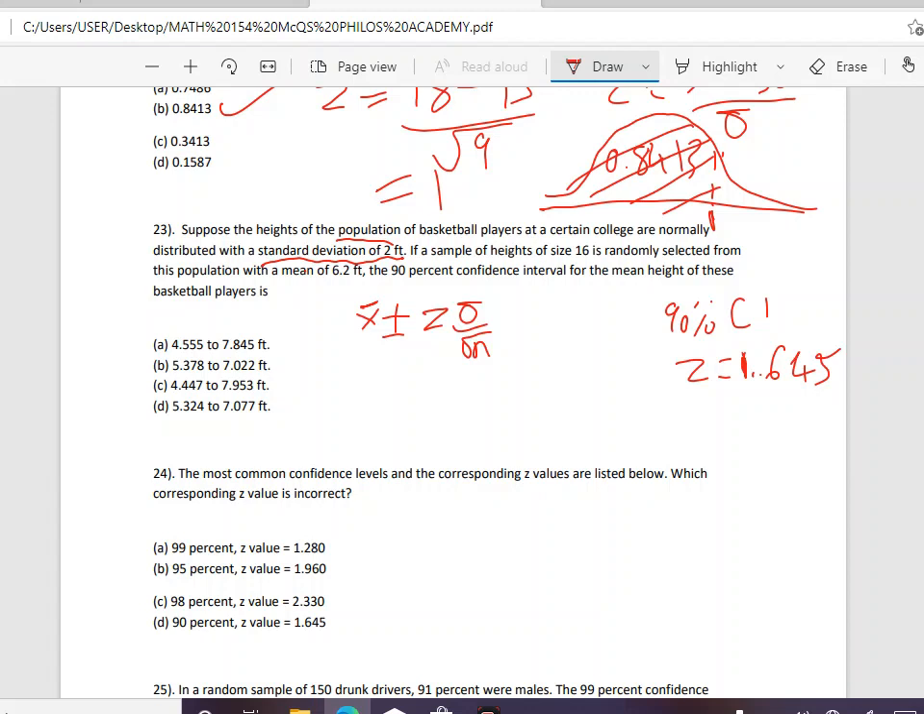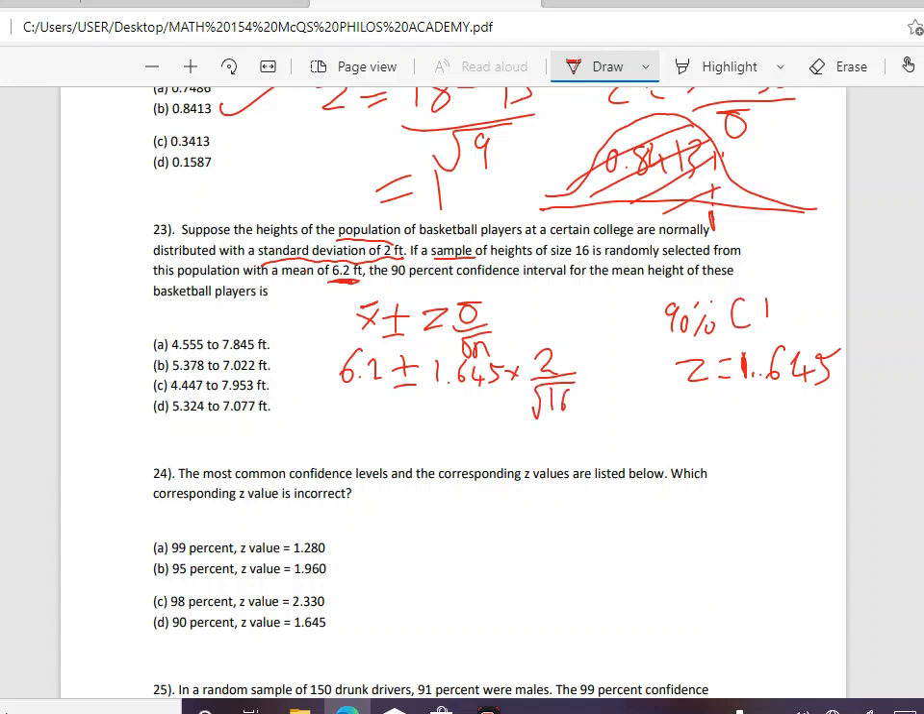So this will give us, what's our sample mean? Our sample mean is 6.2. If you read it carefully, they say if a sample of 16 is randomly selected from the population with a mean of 6.2, meaning this mean is referring to this sample. So the sample mean is 6.2 plus or minus our Z, which is 1.645 times, what's the standard deviation? The population standard deviation is 2 divided by root n.